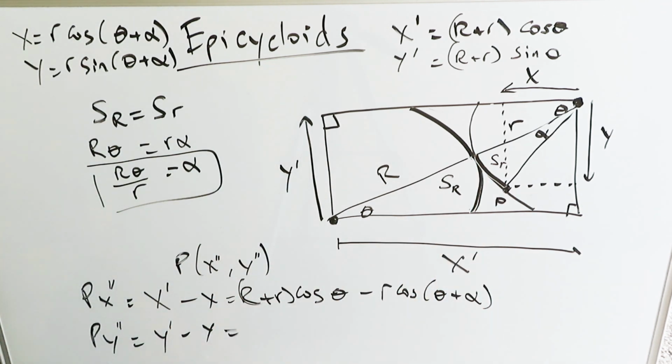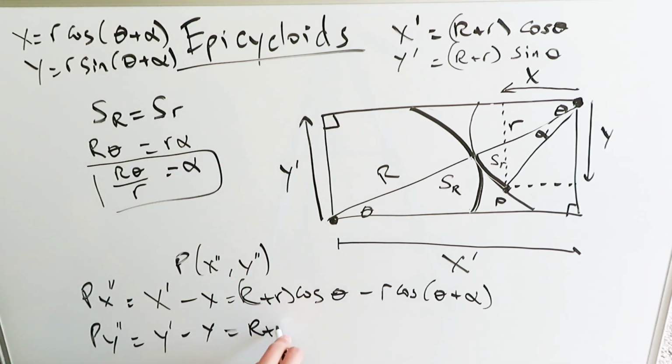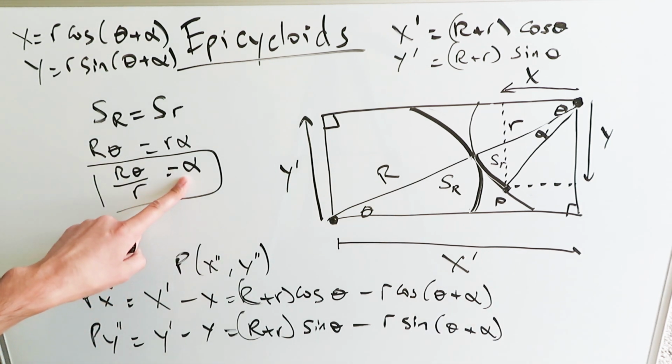Now let's look at the y prime. The y prime value is right over there. We have R plus r times sine theta, and then my y value, which is right here, is r sine theta plus alpha. Now let's get rid of this alpha. I know alpha is equal to capital R theta over small r, and we can bring it in. Let's do a little bit of math on the side, and we'll bring it in a unifying manner.